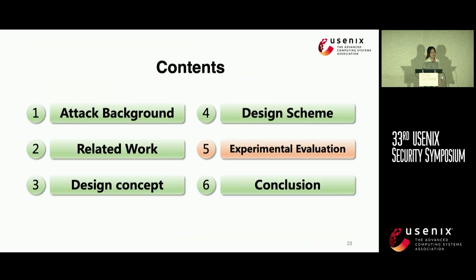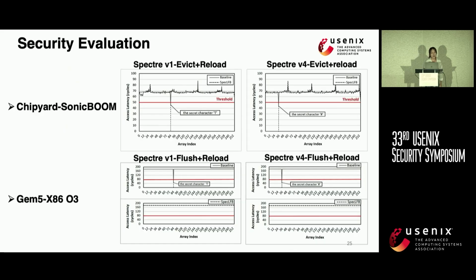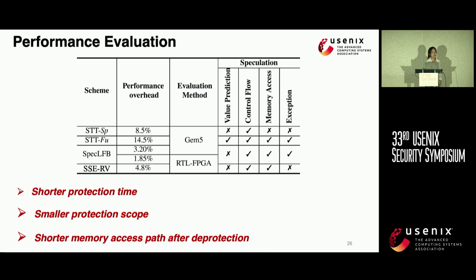We also conducted a comprehensive experimental evaluation. SpecLFB is implemented both in the RISC-V core SonicBOOM and in the x86 out-of-order CPU model in the Gem5 simulator, and SSE-RV and CT serve as our comparative schemes for RISC-V and x86 architectures respectively. To achieve a more realistic evaluation, we also built hardware prototypes based on the FPGA platform with these SonicBOOM cores. We selected these 4 types of Spectre attacks to demonstrate the security of our defense scheme, and we also conducted performance evaluation based on the SPEC 2017 benchmark suite.